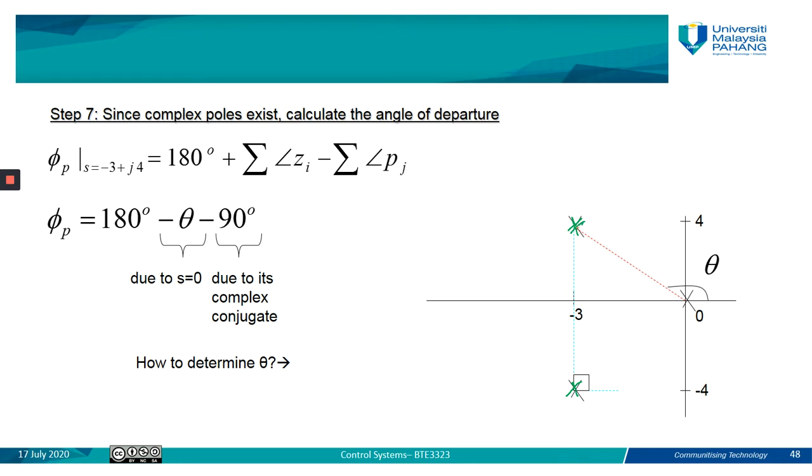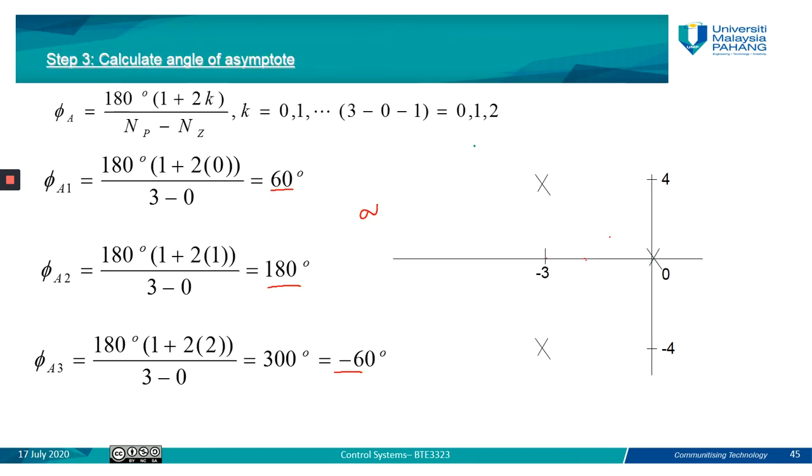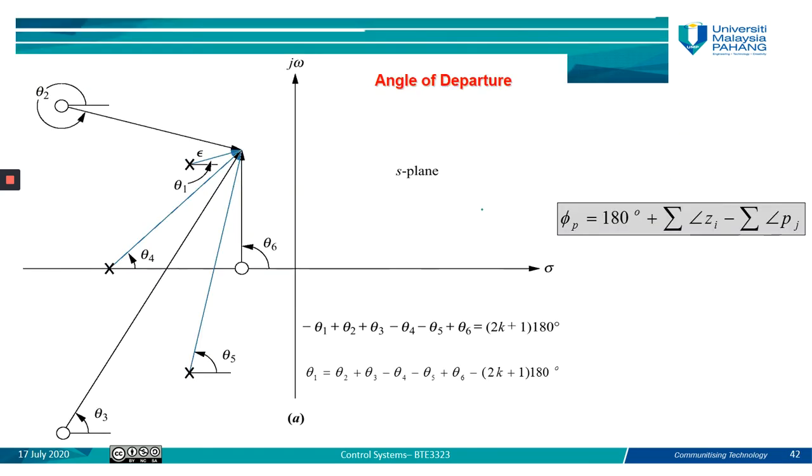Okay. So in order to find the angle of departure for this pole, we need to apply the formula that we mentioned before. The angle of departure will equal 180 plus the summation of angles of zeros minus the summation of angles of poles. Or we can find it as the summation of angles of zeros, theta 2, theta 3, minus the angle of poles, minus 2k plus 180. We are going to apply either this formula or that formula, same.